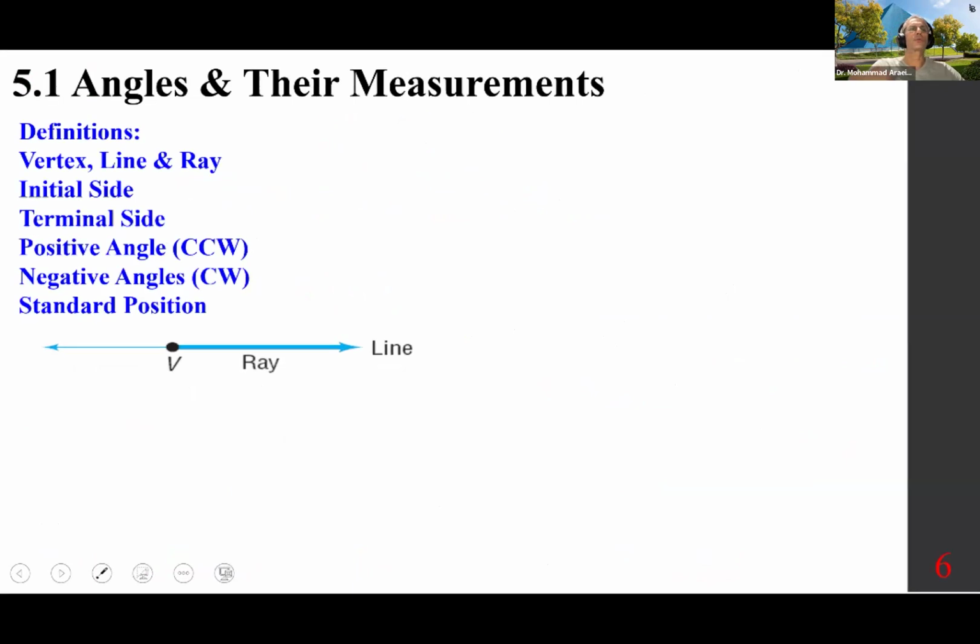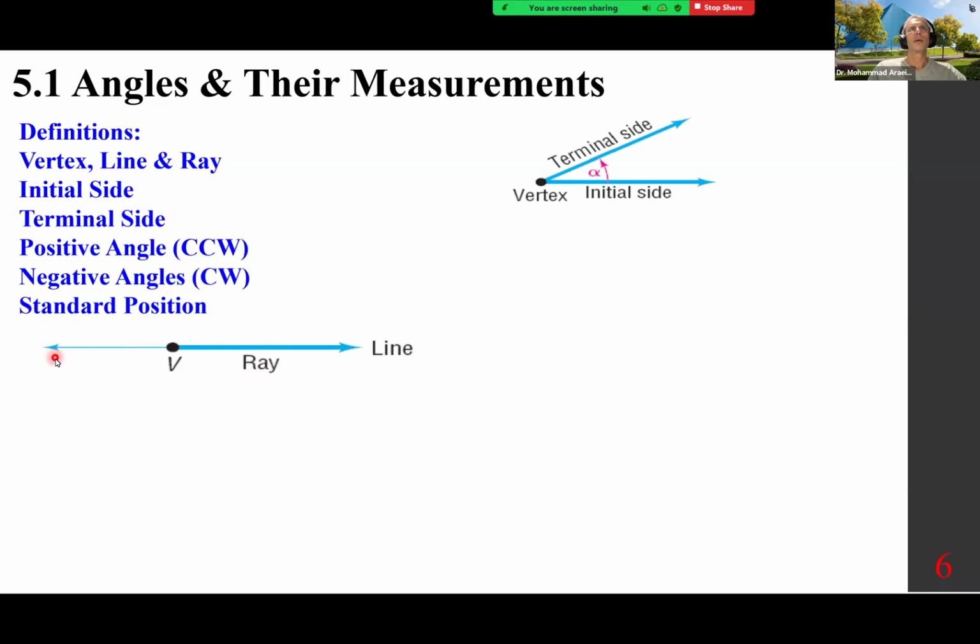Angles and their measurements. We start with some definitions. Vertex, line, ray. Here's a line, everybody. It goes indefinitely in both directions. Here's the vertex, where two half lines come together. Each one is called a ray. We're going to look at the initial side and terminal side. Here's the angle, and here's the vertex where the two sides come together.